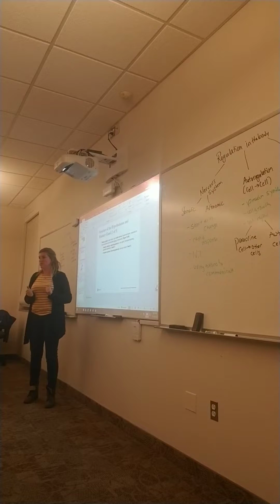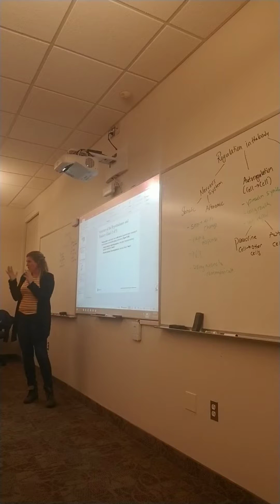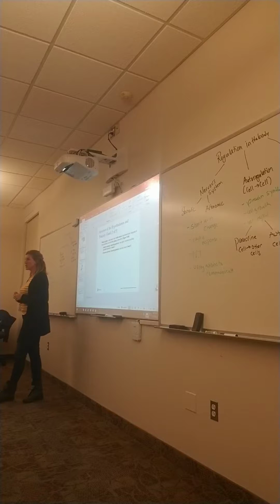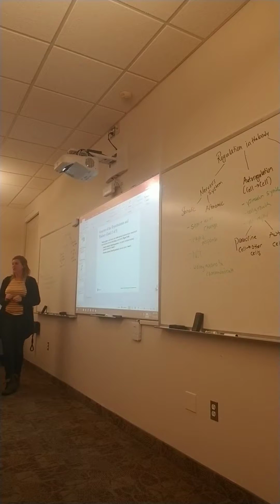The anterior pituitary is our hormone-producing, hormone-secreting part of the pituitary. The posterior pituitary is actually neural tissue. It's an extension of the hypothalamus that dips down next to the anterior pituitary. So they're regulated very, very differently.